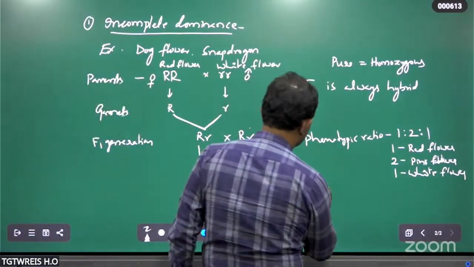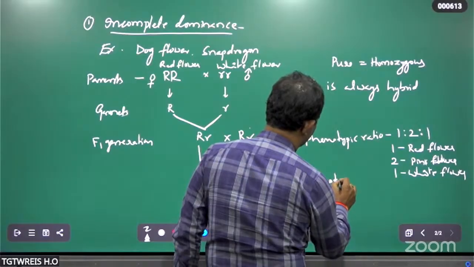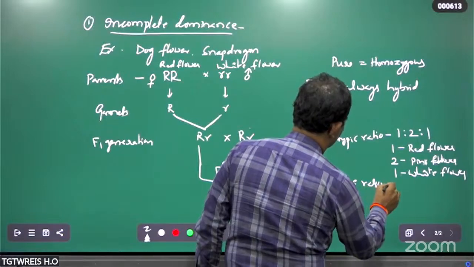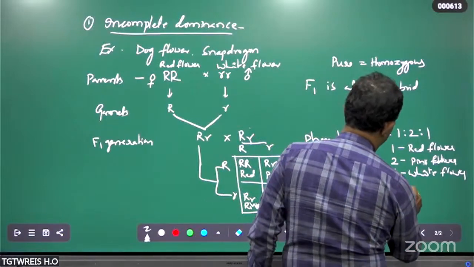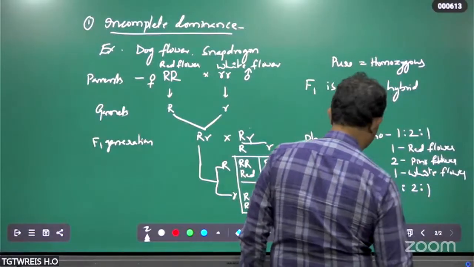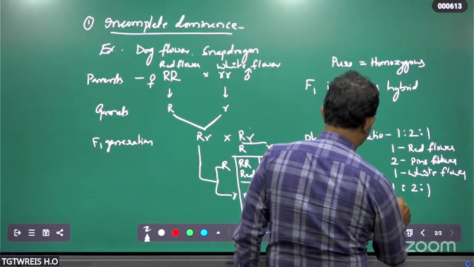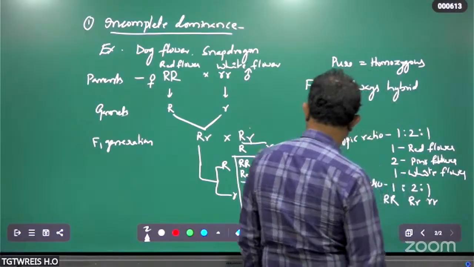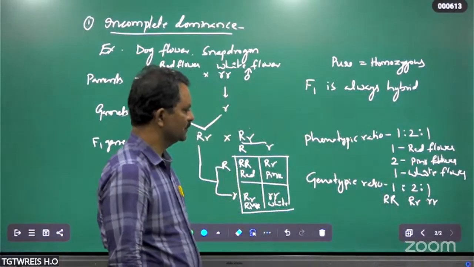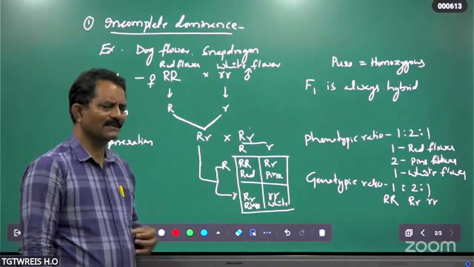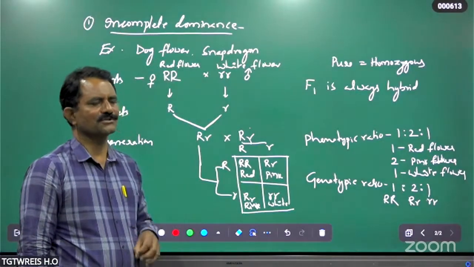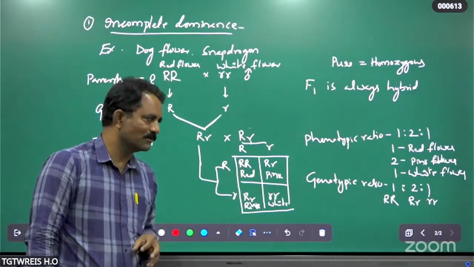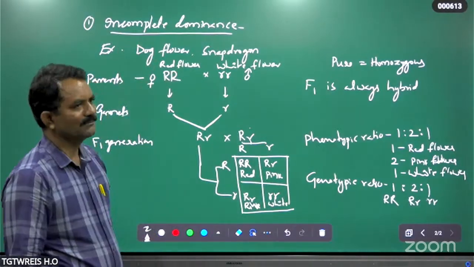So what is the genotypic ratio? Genotypic ratio also 1:2:1. 1 is red, 2 is pink, 1 is white. So 1:2:1 genotypic ratio. Here the important thing is that genotypic as well as phenotypic ratios are both the same in incomplete dominance.